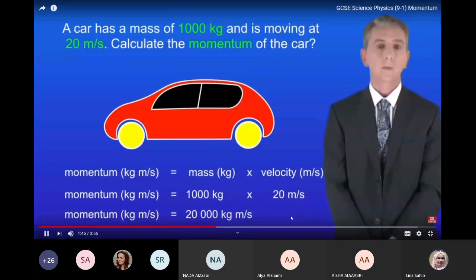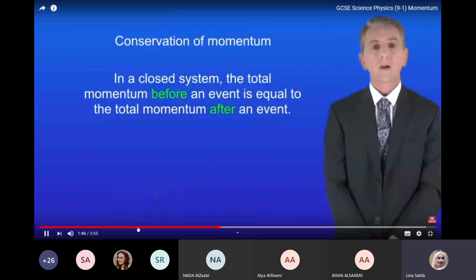Okay, so we'll stop here. This is another part. We'll go to the presentation again.